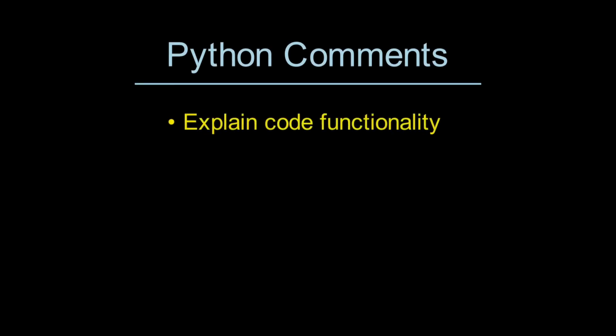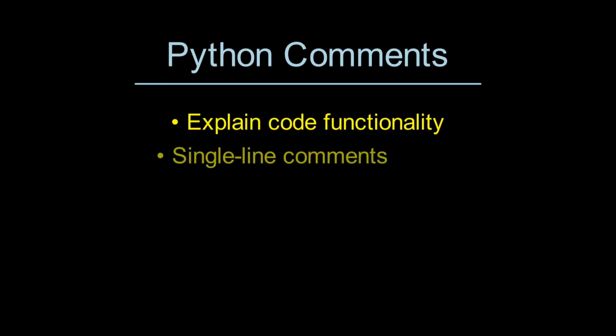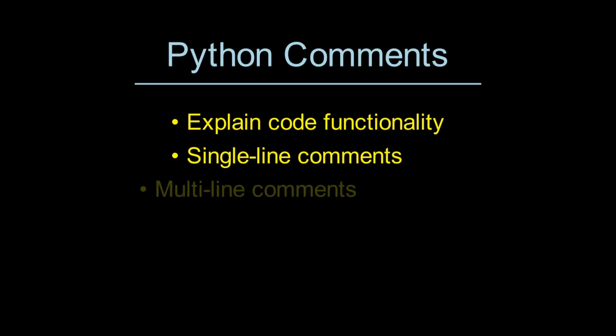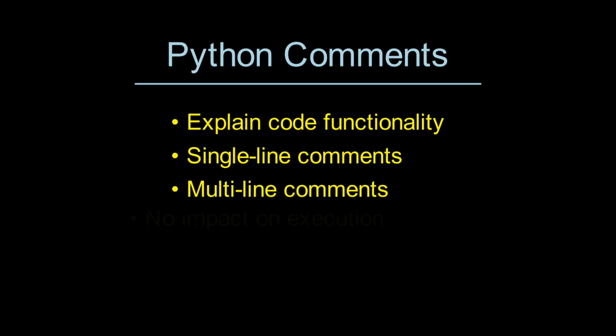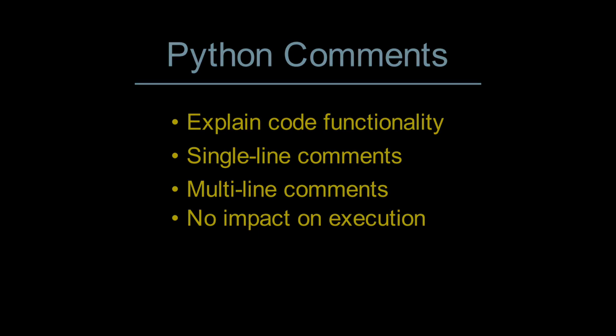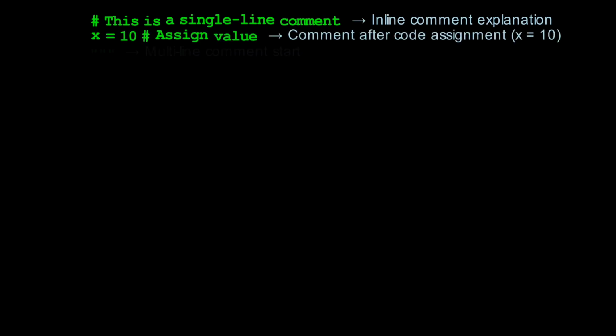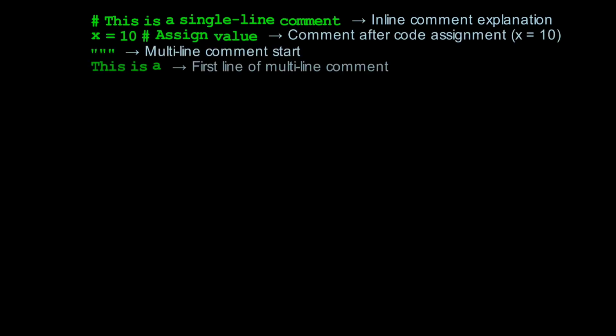Comments are the primary tool for explaining the code. So let's explore Python's commenting system in detail. Three types of comments are there. First is single line comments, then multi-line comments, and finally docstrings for functions and classes. As you can see, we use hash for single line comments, triple quotes for multi-line comments.